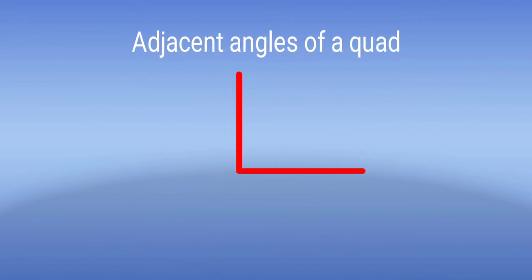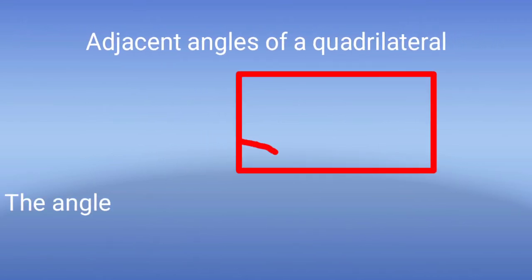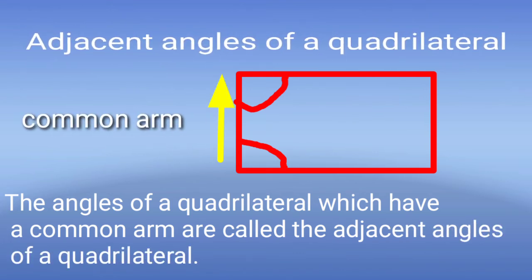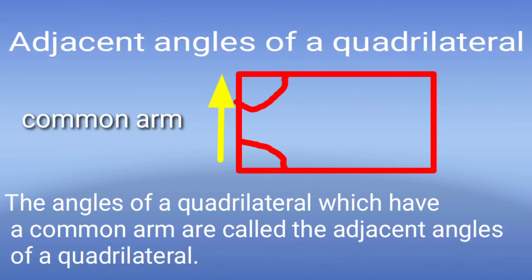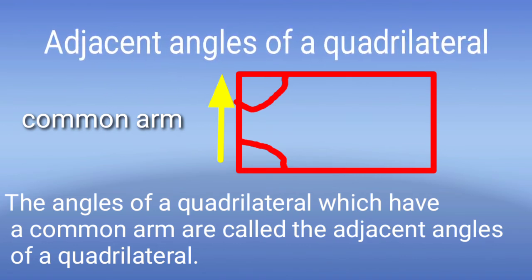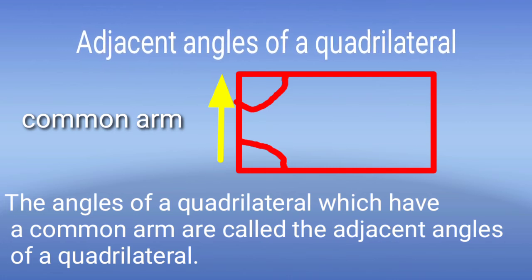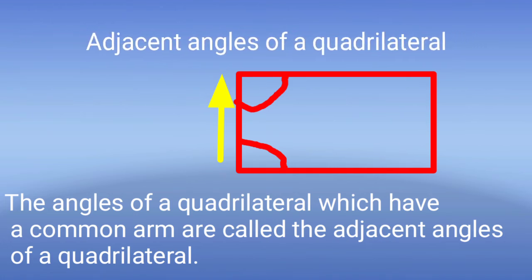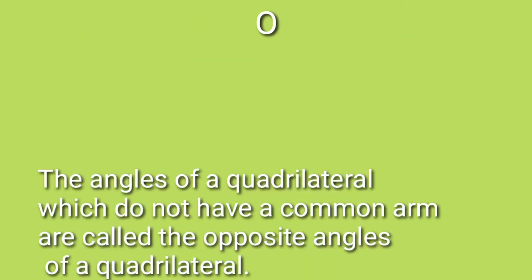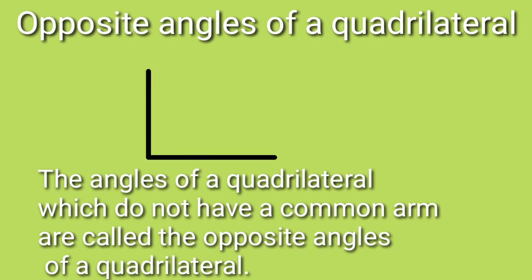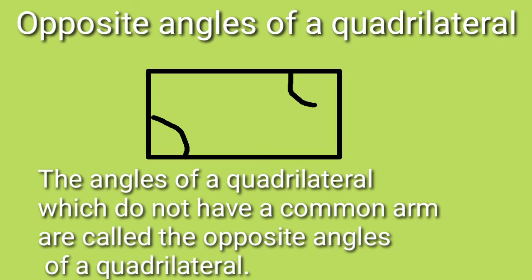Let us see adjacent angles of a quadrilateral. The angles of a quadrilateral which have a common arm are called the adjacent angles of a quadrilateral. Children, the next thing to learn is opposite angles of a quadrilateral. The angles of a quadrilateral which do not have a common arm are called the opposite angles of a quadrilateral.